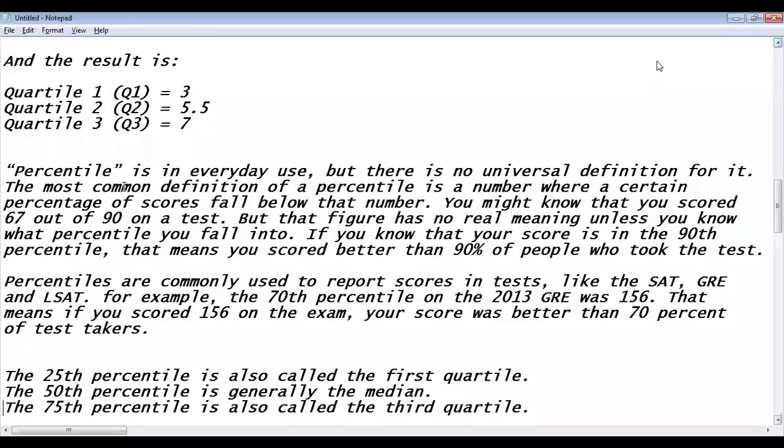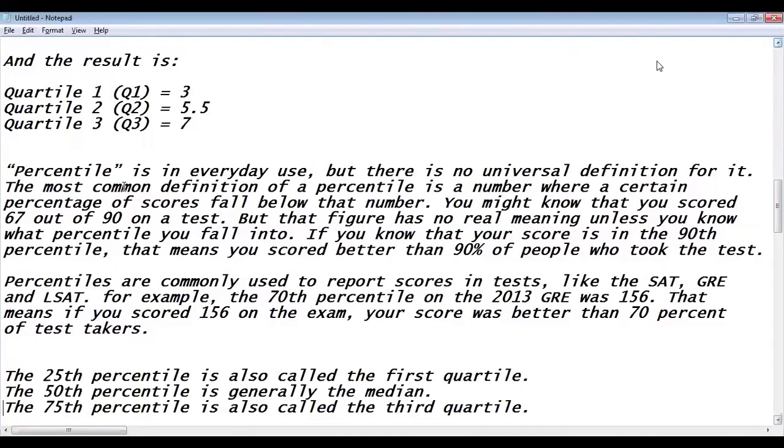So percentile is in everyday use. And there is no universal definition for it. The most common definition of a percentile is a number where a certain percentage of scores fall below that number. I told you this already. Percentile is a value below which a percentage of data falls. So you can see one scenario there.